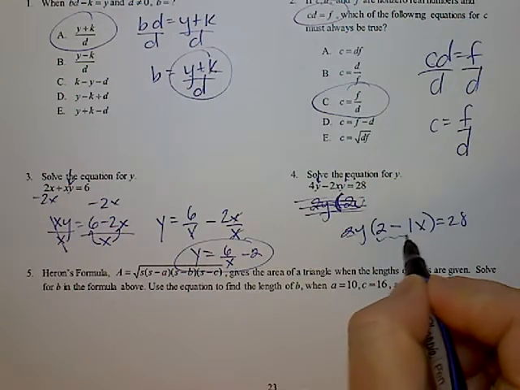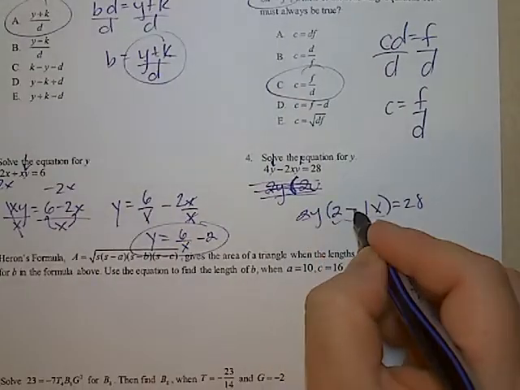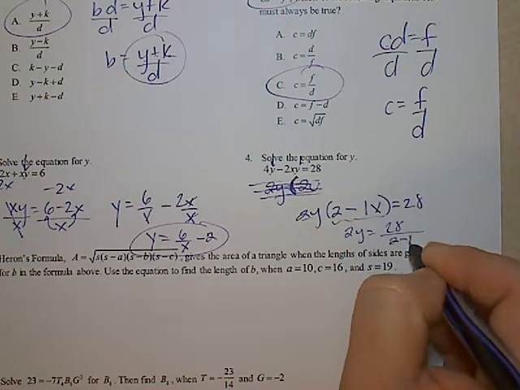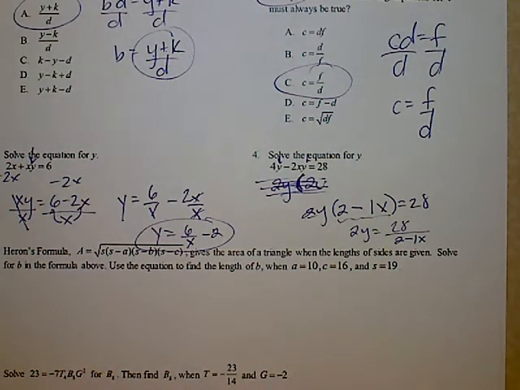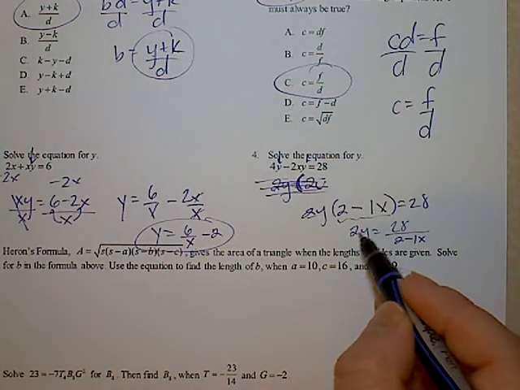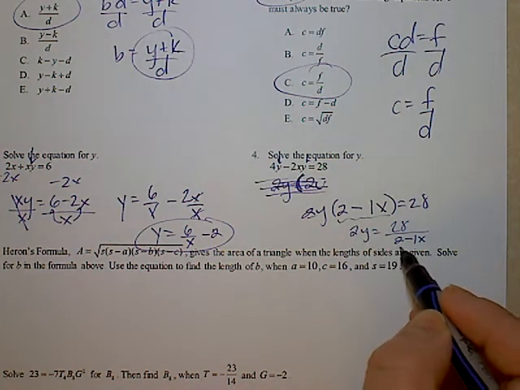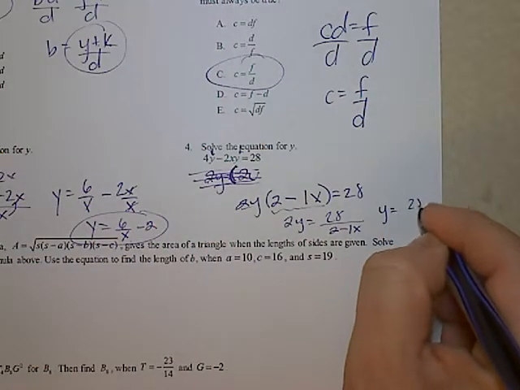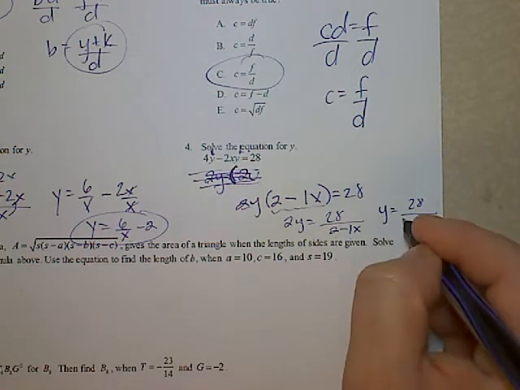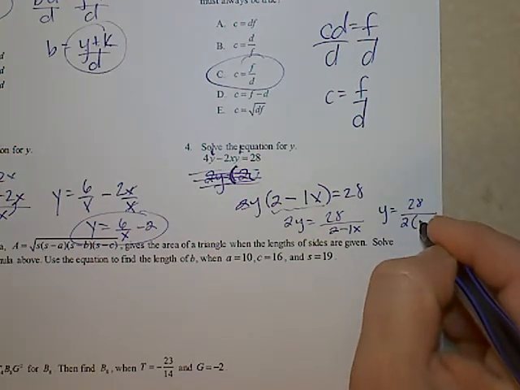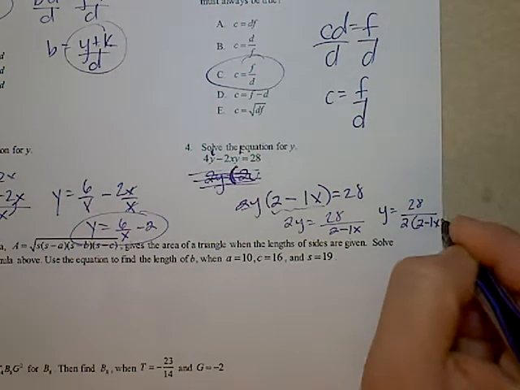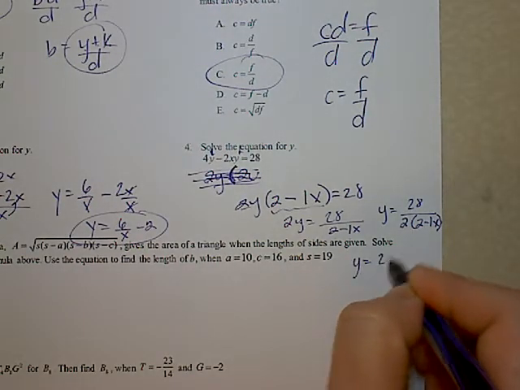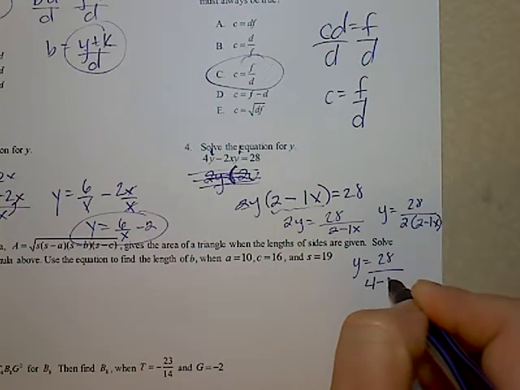So I'm going to divide by this group. It's stuck with the 2y, so I have 2y is equal to 28 divided by 2 minus 1x. And then my goal is to divide by 2. So I want to divide this group by 2. So y equals 28 over, and when I divide by this 2 to isolate the y, it's 2 times the quantity 2 minus 1x. So I can distribute that and get y is equal to 28 over 4 minus 2x.